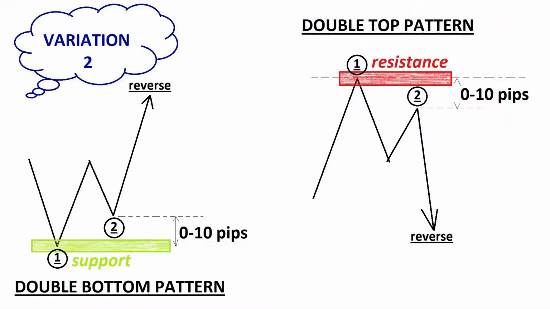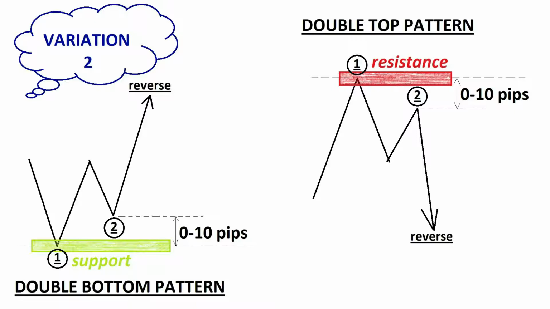The second variation is the second peak slightly failing to reach the level of the first peak, like this. The second peak should be far away from the first in a 10 pip range. What I mean by that is that if we are to measure from the tip of the first to the tip of the second peak, that distance should not be more than 10 pips.